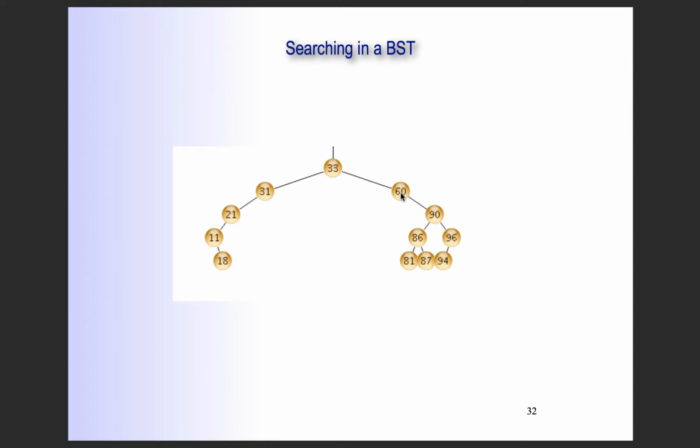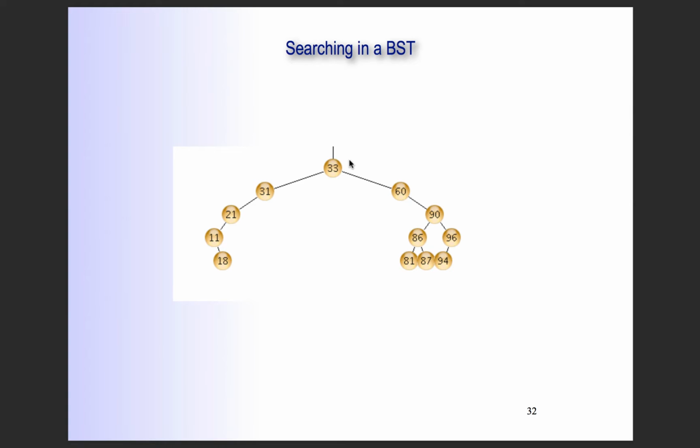So you compare the 86 with the 60, and 86 is greater than 60, so you should not go to the left side and you go to the right side. And you compare the 90, so 86 is lower than 90, so you go to the left side, don't go to the right side. So you go to the left side, you compare the 86 and 86, and you found that data. So how many comparisons have you done? 1, 2, 3, 4. So using only 4 comparisons, you found the data. So this is more efficient.